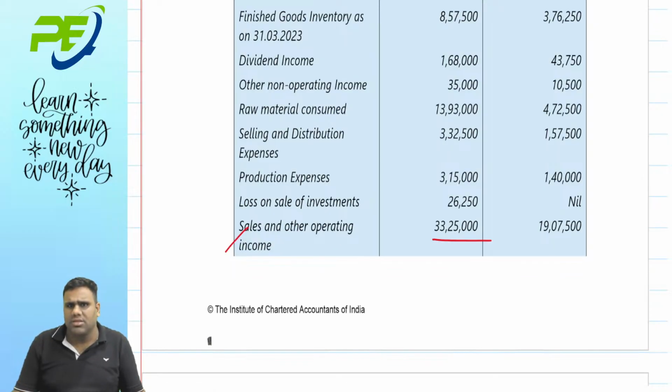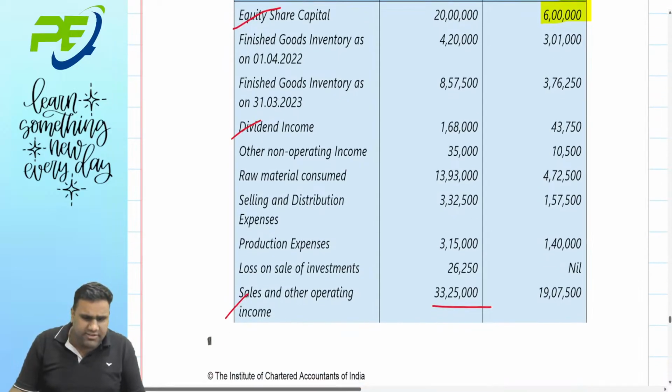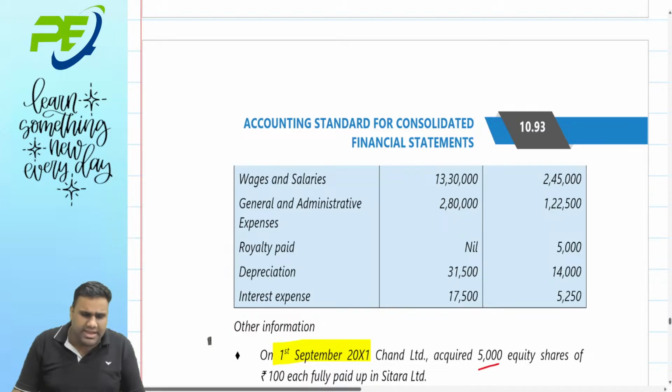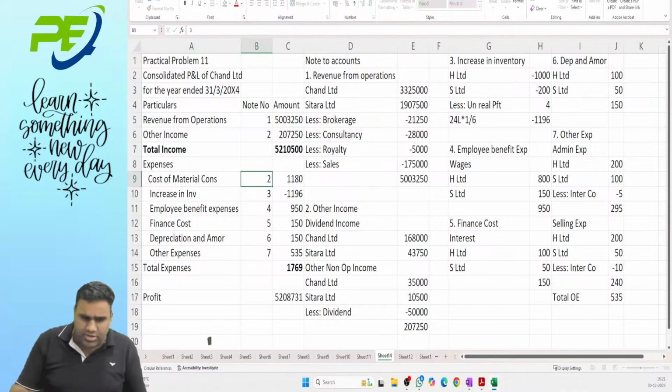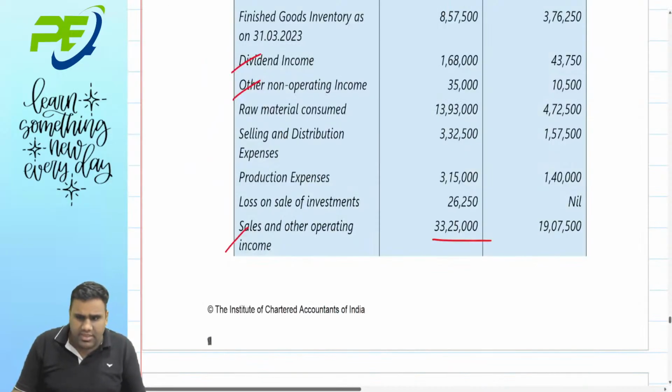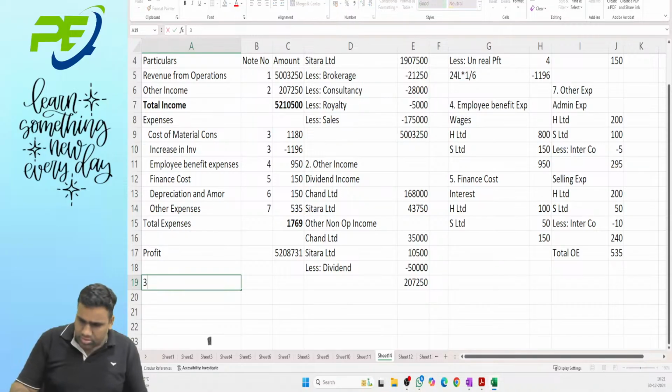Other expense. So dividend income, we have already adjusted dividend and other operating income, and the remaining items we have to start. So first, cost of materials consumed. Cost of material consumed is directly given. Raw material consumed, everyone.